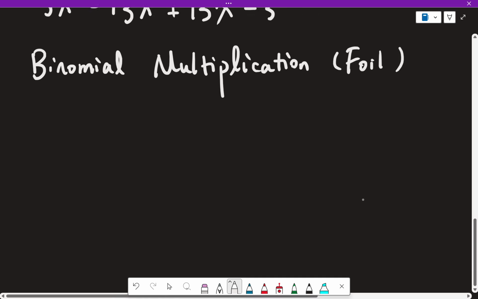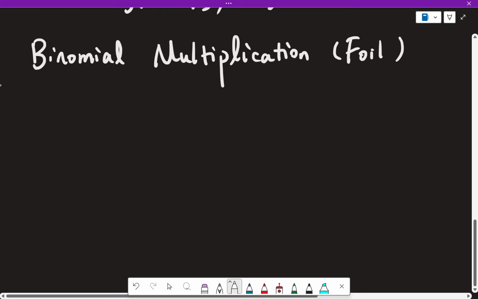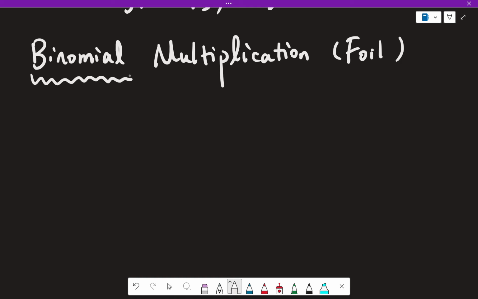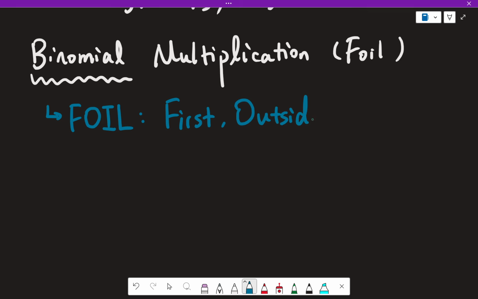So, as we can see in the name of the method, this strategy is specifically designed for binomial multiplication. So how can we utilize that? First, let's take a look at what FOIL represents or stands for. So FOIL stands for first, outside, inside, and last.